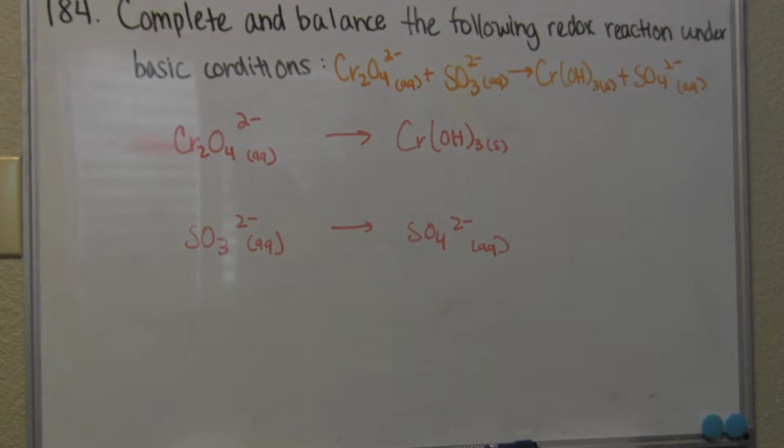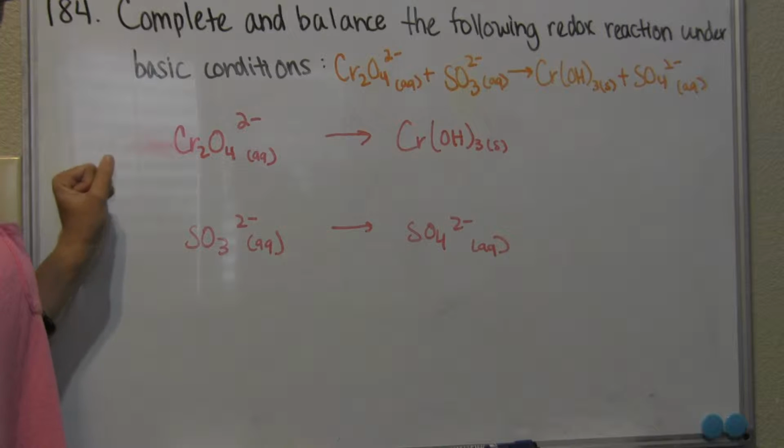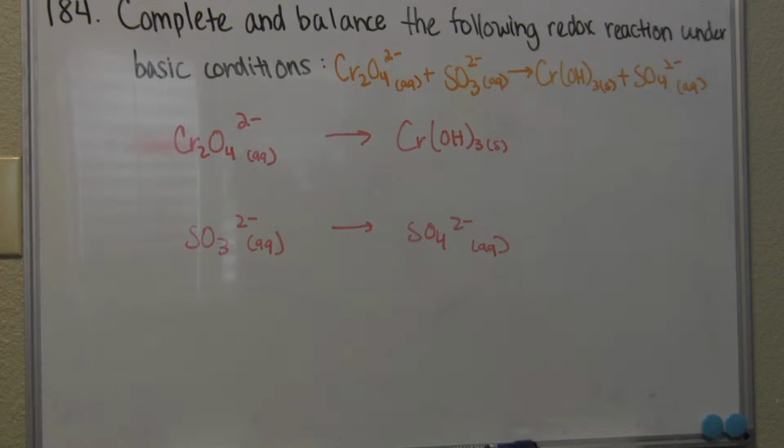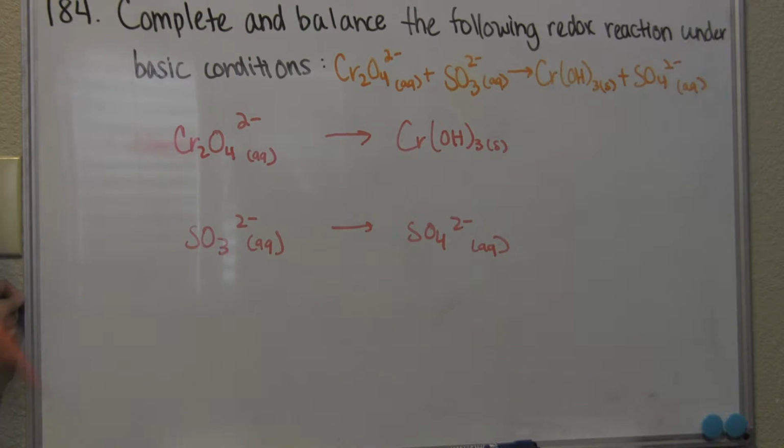Just a little heads up: I'm going to be erasing and writing and erasing and writing because I don't have enough space on the whiteboard. So if you want to write anything down, just pause it and come back and press play when you're ready to move on after copying everything down. Now we have to balance both of these to find out which one's the reduction and which one's the oxidation.